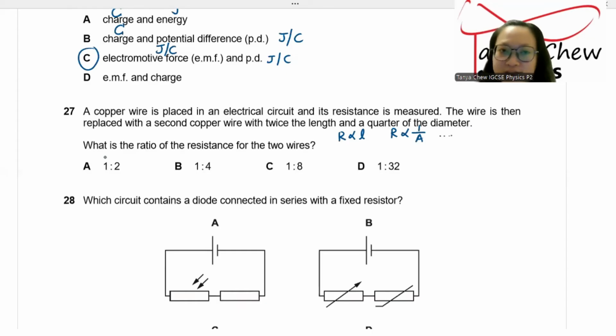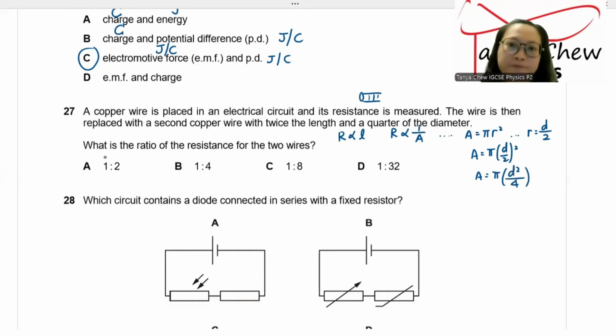So I have to change the cross-sectional area of the copper wire, which is a circle, to pi r squared. But you know that there's no apparatus in the lab that we can use to measure the radius of the wire. So that is why the radius needs to be related to the diameter. So I replace the radius with d over 2, you square the whole thing, and the cross-sectional area of the wire is pi d squared over 4.